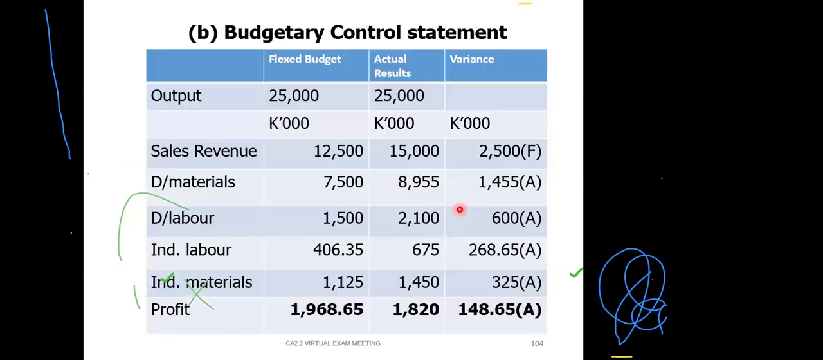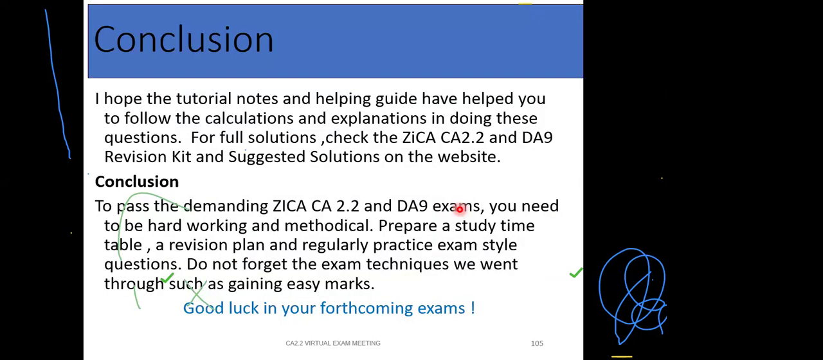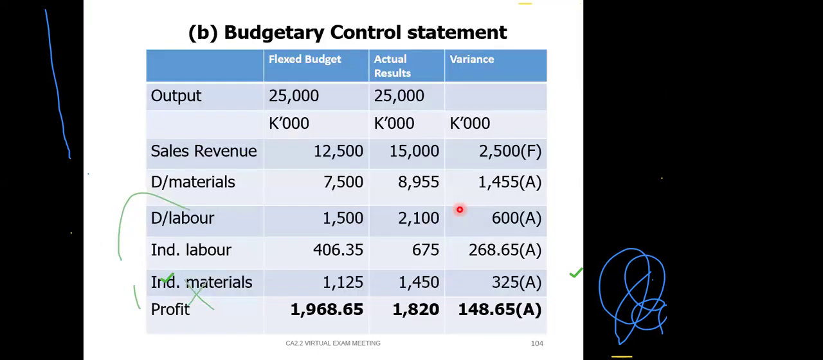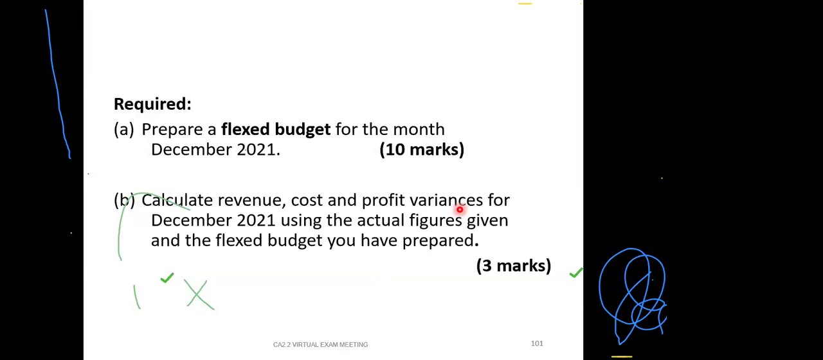Okay, then part B. Calculate revenue, costs, and profit variances for December 2021 using the actual figures given and the flex budget you have prepared in A. So that's for 3 marks. Maybe it was mean because figures were just being copied. Only 3 marks there.